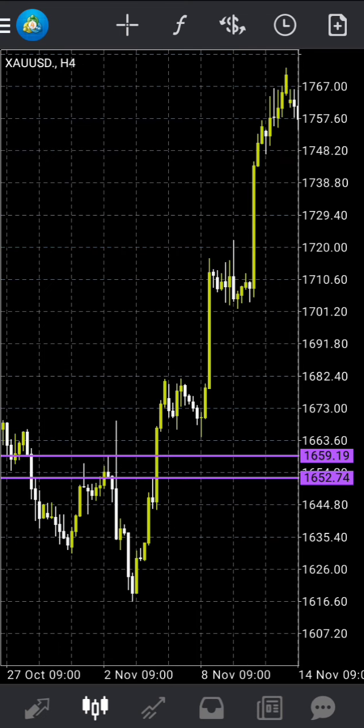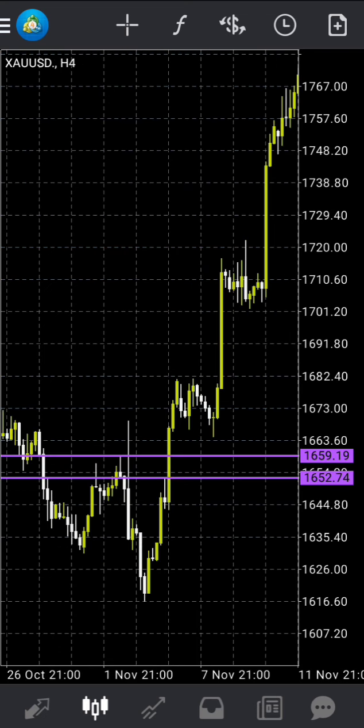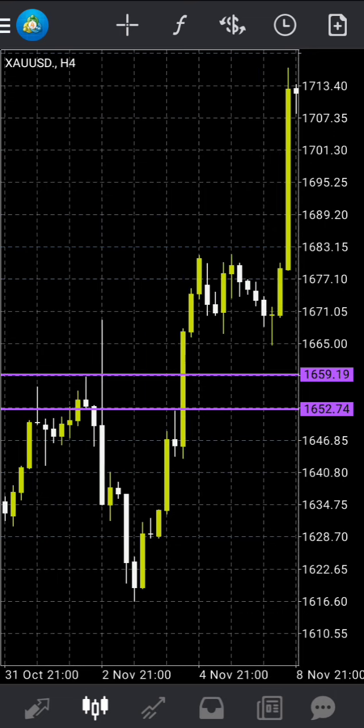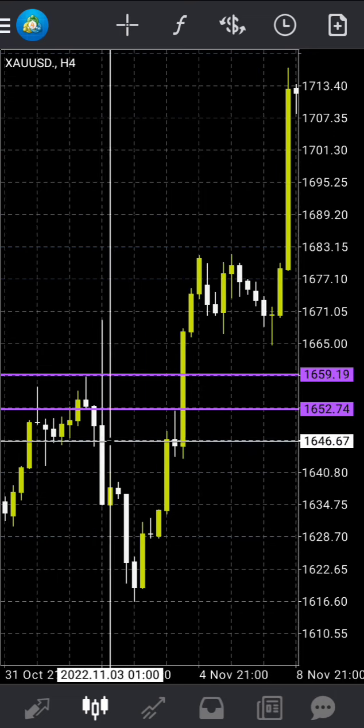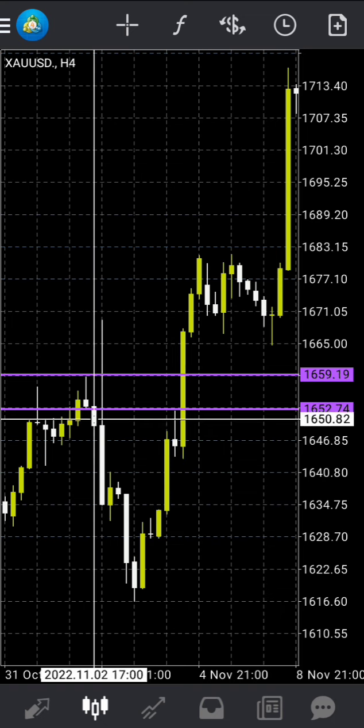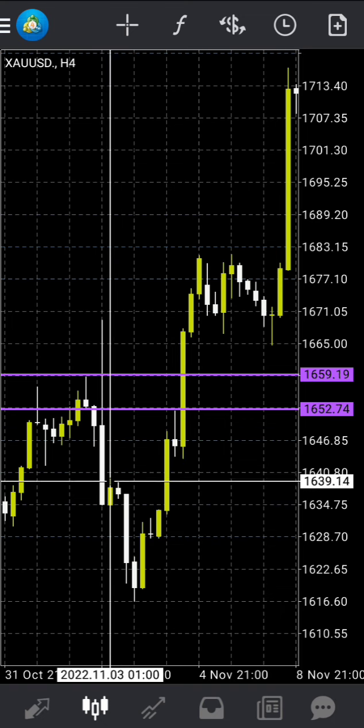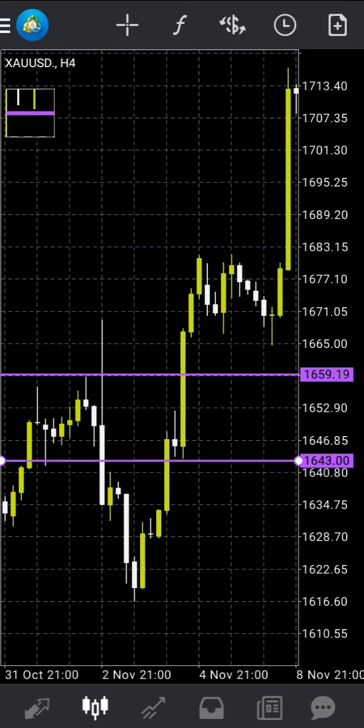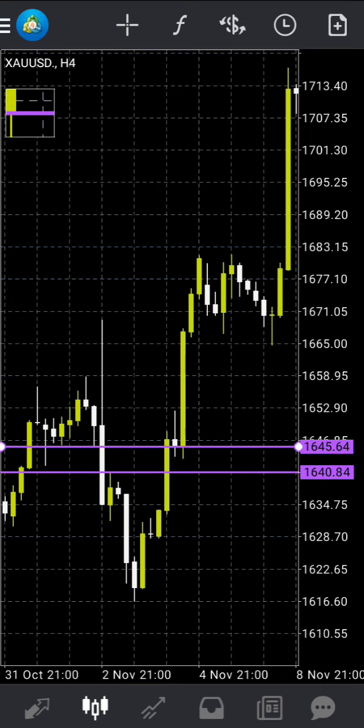Okay, so you understand now how strong this zone is? And then we can find a zone here again. This is a big candle. You can tell the candle is big because of the small candles above and below. So you can try to mark the zone. You mark the zone here and then you mark the zone here.